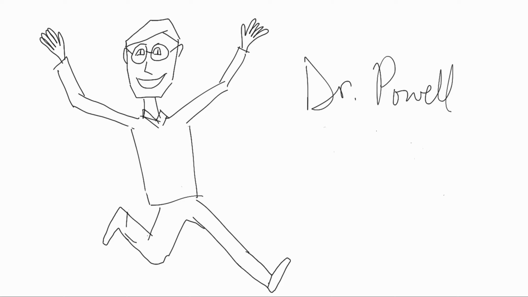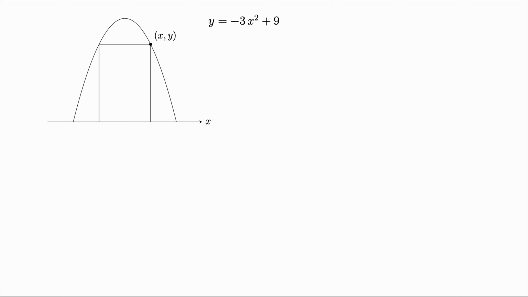Let's take a look at an optimization problem in calculus. We're going to be finding the maximum area of a rectangle inscribed inside of a parabola. The parabola is given by this equation here.